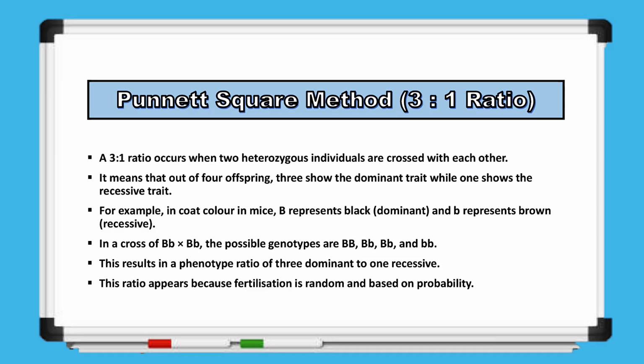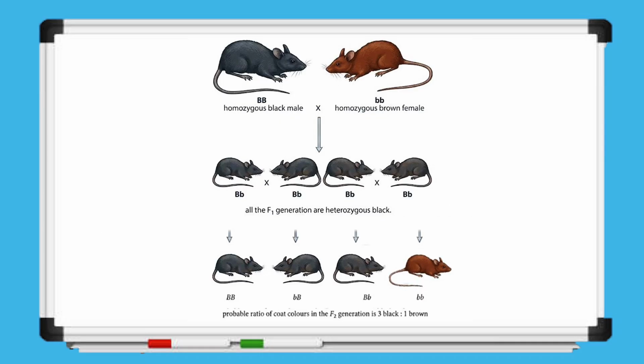This gives 3 offspring showing at least 1 dominant allele and 1 offspring showing 2 recessive alleles. As a result, the phenotypic ratio becomes 3 showing the dominant trait, such as black coat color, and 1 showing the recessive trait, such as brown coat color. This ratio happens because fertilization is random, and the combination of alleles depends on probability. You can see a diagram of a genetic cross showing how coat color is inherited in mice.